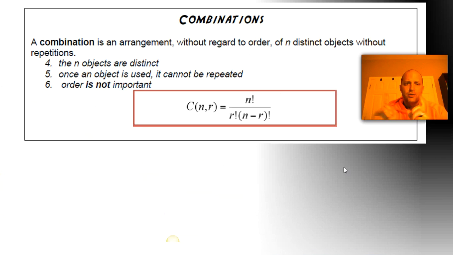Okay, so combinations is exactly like permutations. N is a distinct object. Once an object is used, it cannot be repeated. Exactly the same. But the last thing is the most important thing. Order is not important. You're just looking at taking a group of people and putting them together.